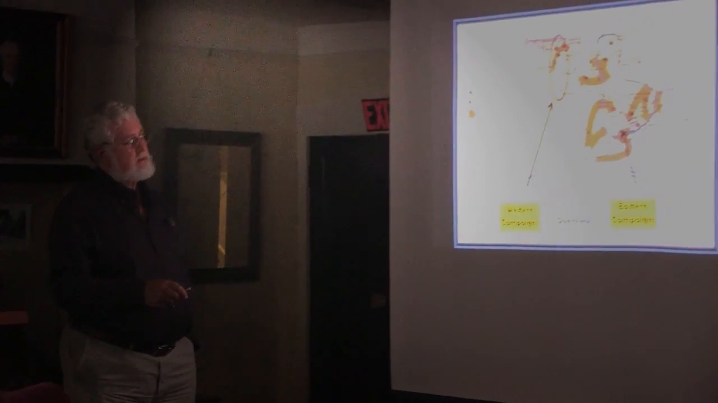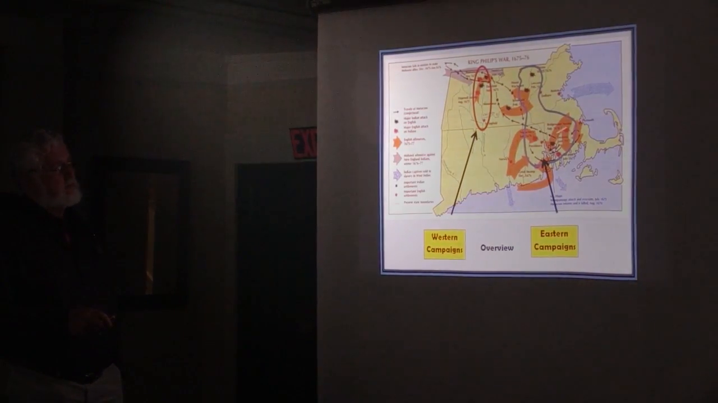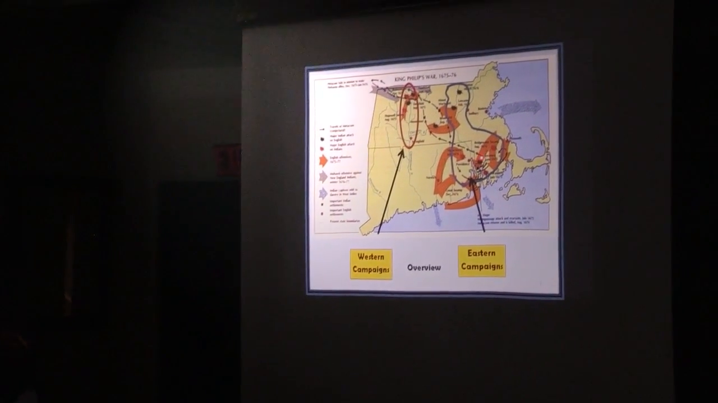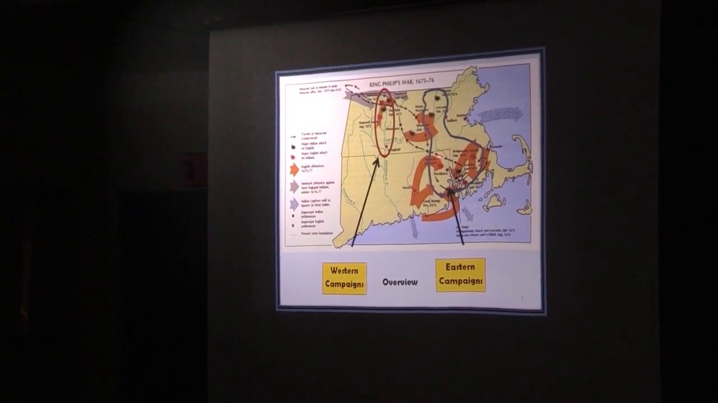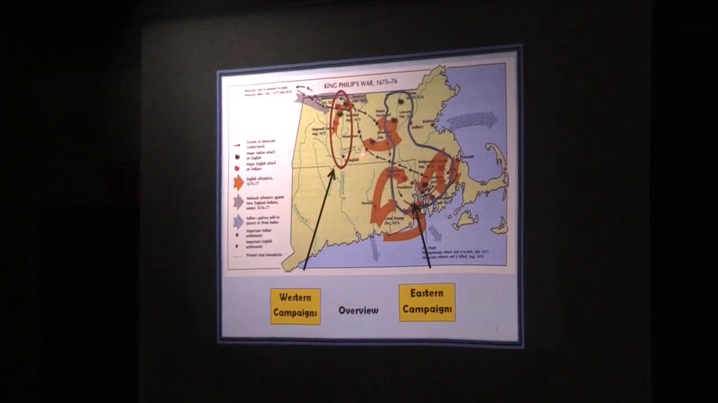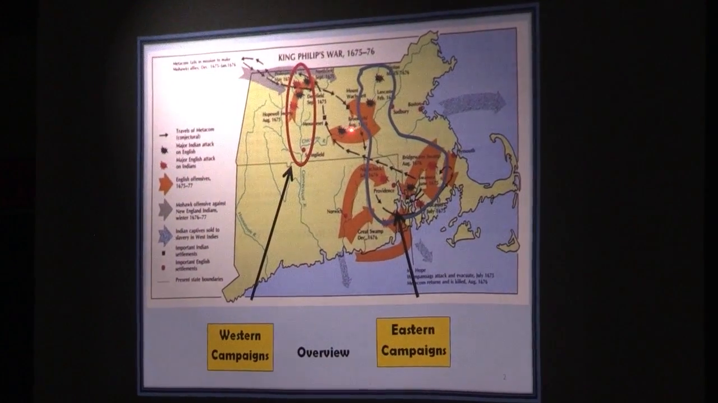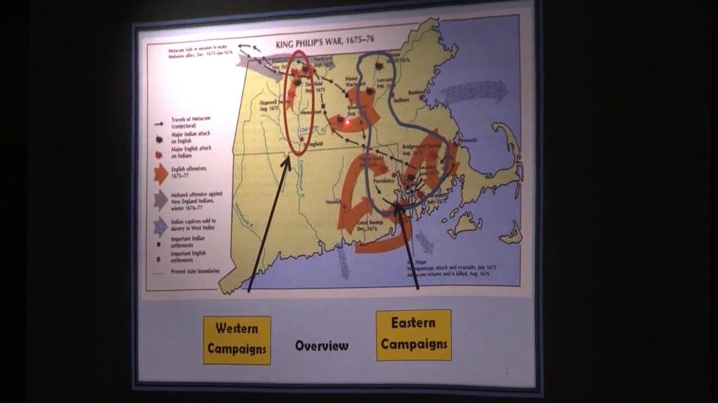This is where it starts, and this is where it ends. But it starts here and then moves this way into the valley. So Brookfield gets attacked on the 1st of August, 1675. And then they come in and move. And we'll talk about some of the major attacks that occurred here in the valley.